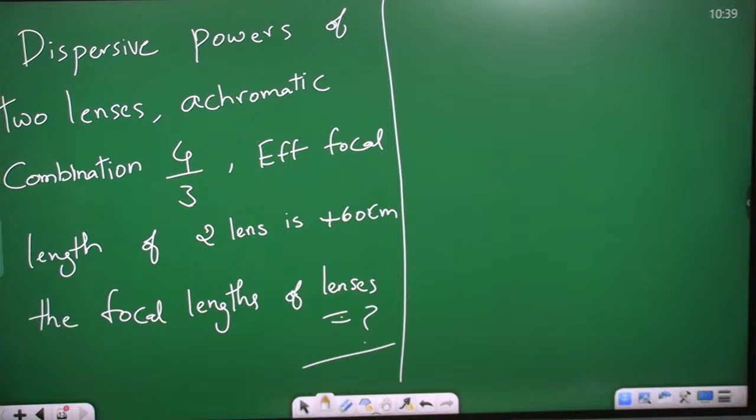See, the question is: the dispersive powers of the materials of two lenses forming an achromatic combination are in a ratio of 4:3. Effective focal length of the two lenses is plus 60 centimeter. Then the focal length of the lenses should be dash.